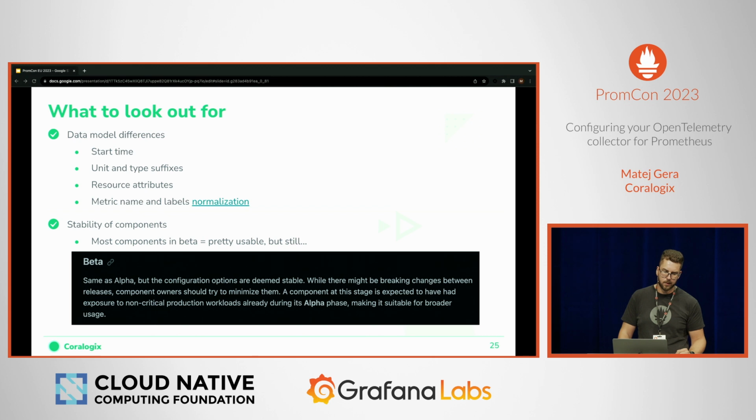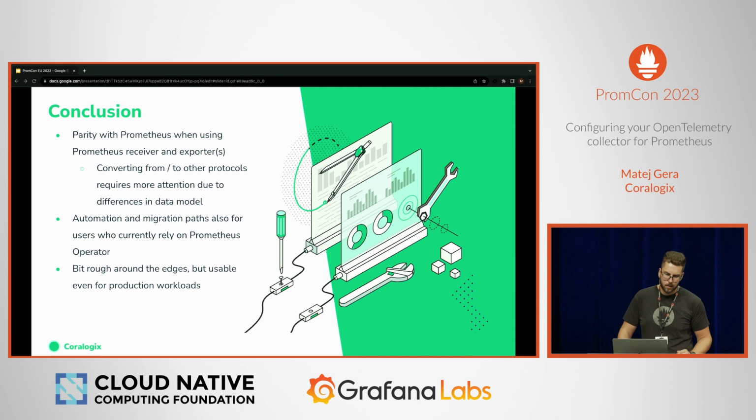Stability of components is also an interesting one because the stability is declared as beta, which you can read the definition of here from the collector repository. It sounds like it's usable, but maybe that reference to non-critical production workloads might make some people uneasy. But in general, it seems to be usable. So what is the conclusion?